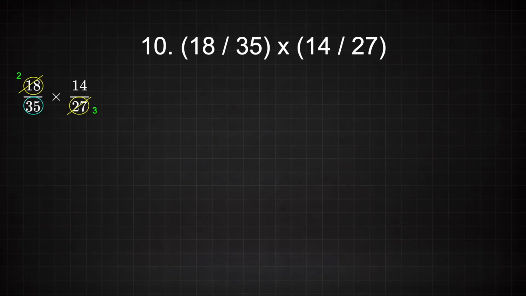Now we look at 35 and the 14. Both are divisible by 7. 35 divided by 7 is equal to 5. We cross out the 35 and put a 5 next to it. 14 divided by 7 is equal to 2. We cross out the 14 and put a 2 next to it. The expression is now 2 over 5 times 2 over 3. We multiply across and get an answer of 4 over 15.